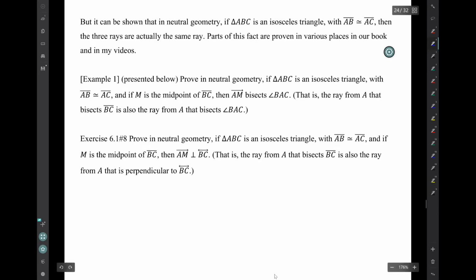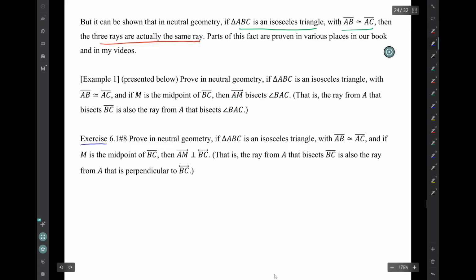But it can be shown that in neutral geometry, if triangle ABC is an isosceles triangle with AB congruent to AC, then the three rays are actually the same ray. Parts of this fact are proven in various places in our book and in my videos. In example 1, we'll prove that if triangle ABC is an isosceles triangle with AB congruent to AC, and if M is the midpoint of side BC, then that green ray, AM, the ray from A that bisects side BC, is the same as that red ray, the ray from point A that bisects angle BAC.